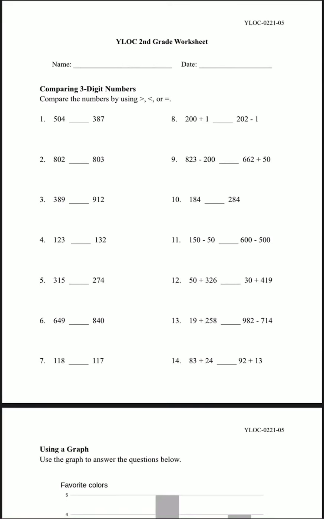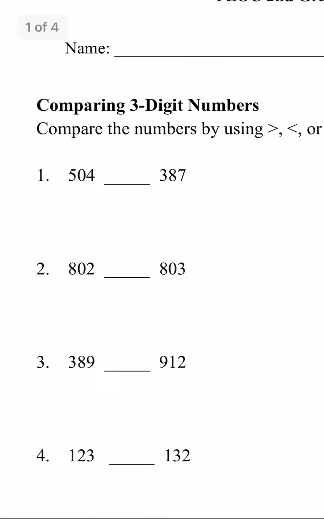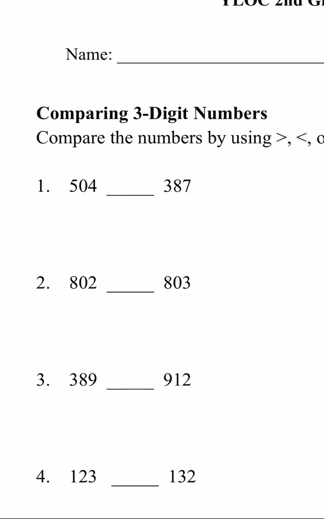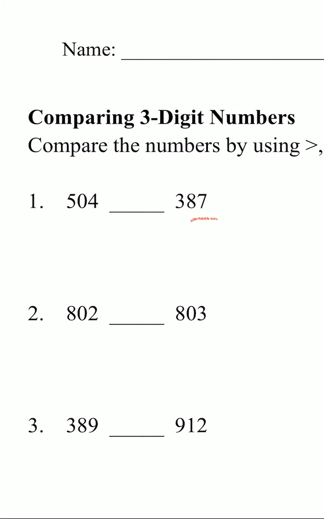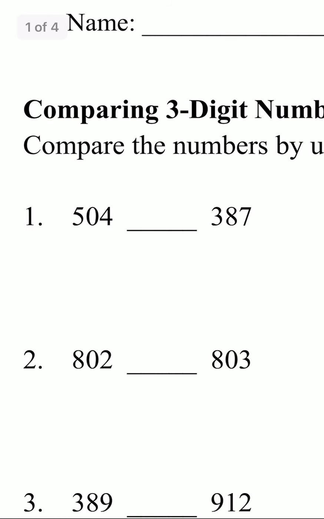This is second grade lesson 5, and the first thing that we're going to do today is comparing 3-digit numbers. Compare the numbers by using greater than, less than, or equal to. So let's try number 1. We have 500 and 387, right? If you just look at the tens place and the ones place, it seems like this number is bigger. However, we have to look at the hundreds place, right? We always have to look at the number that comes first.